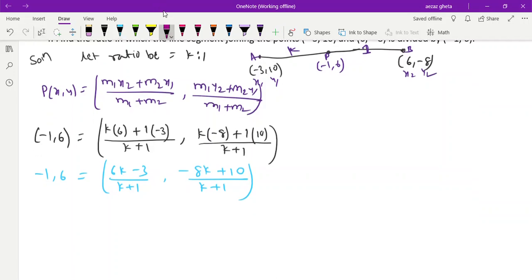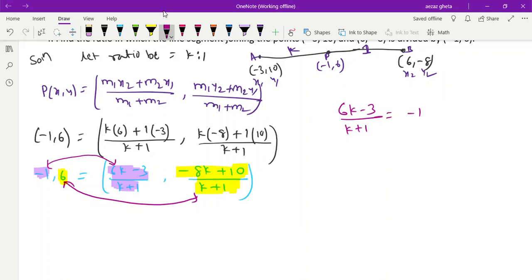Now you can equate the X part, minus 1, with this, and the Y part, 6, with this Y part. Or else minus 1 with this part. Whichever your choice, you will get the answer. Like I am going to take the X part. (6K minus 3) divided by (K plus 1) is equal to minus 1. Cross multiply: 6K minus 3 is equal to minus 1 of (K plus 1).